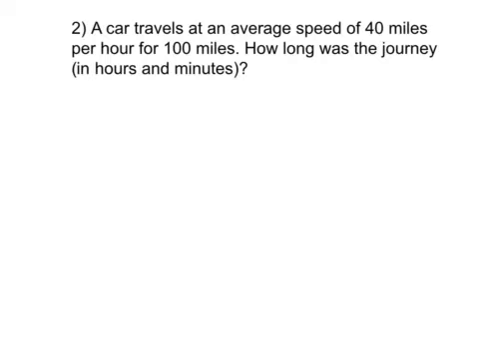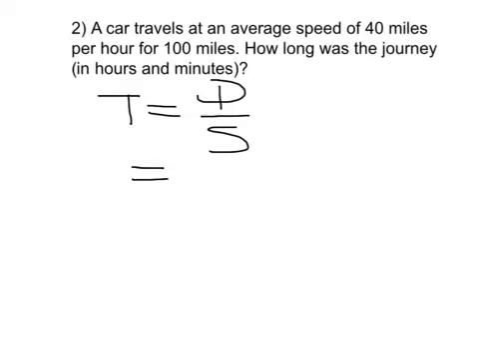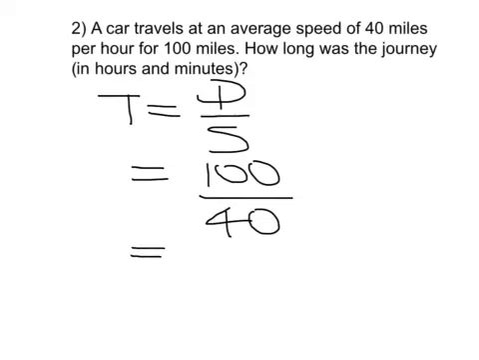We work this one out in exactly the same way as previously. So we write down our formula to start with. Time equals distance divided by speed. Then we substitute in our values. So we know that time is equal to 100 miles divided by 40 miles per hour. And if you work that out, you'll find that the time is 2.5 hours.